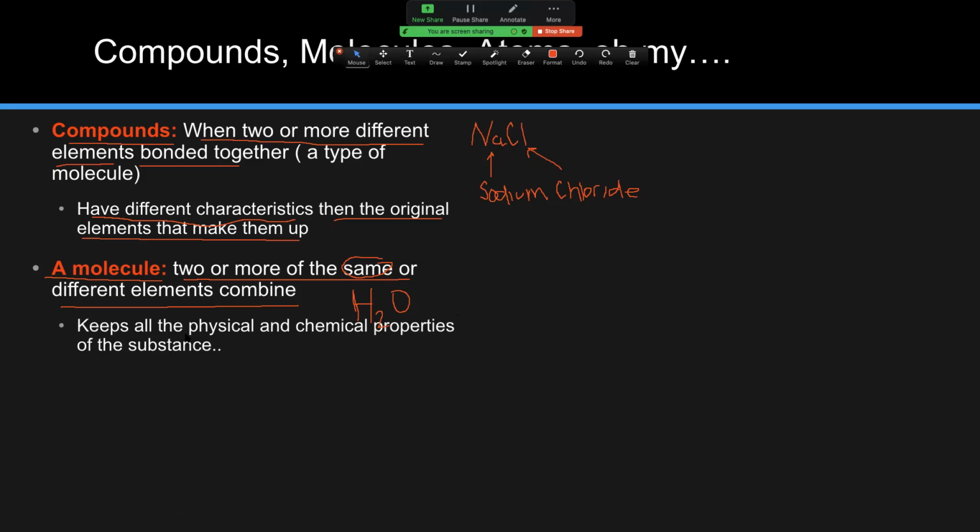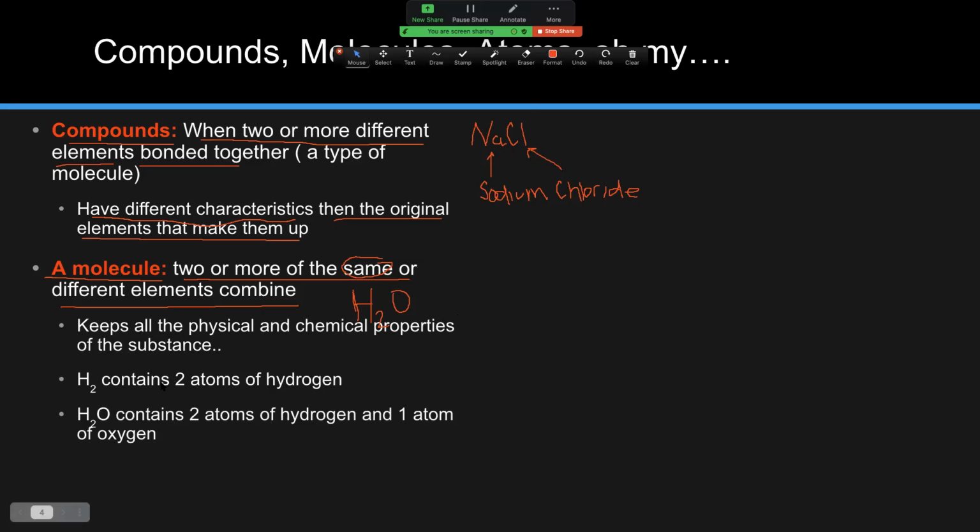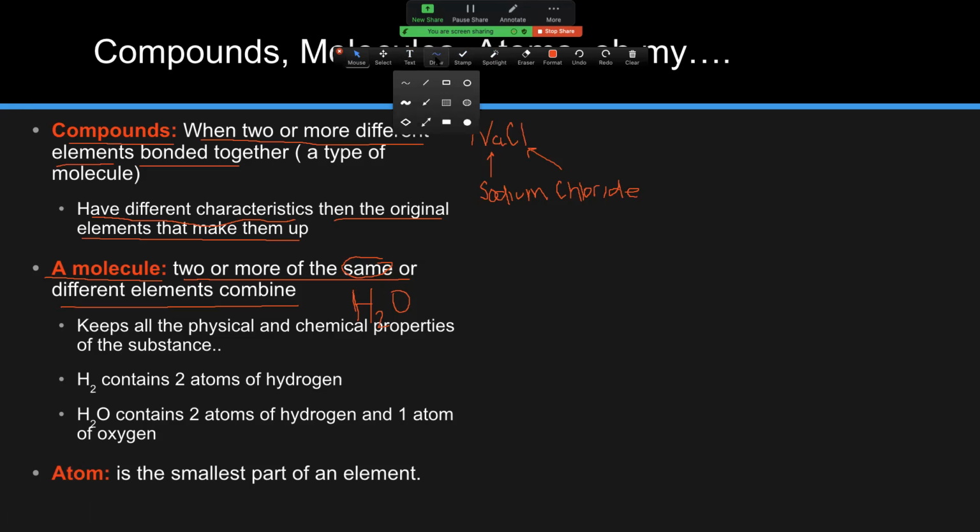All right. A molecule keeps all the physical and chemical properties of the substance. So I just said water contains two hydrogen atoms, and so does hydrogen gas. It contains two hydrogen atoms. So an atom is the smallest part of an element. Remember, elements can't be broken down into anything smaller, but they are made up of atoms. So atoms make up elements, elements make up compounds, and compounds make up everything around you.